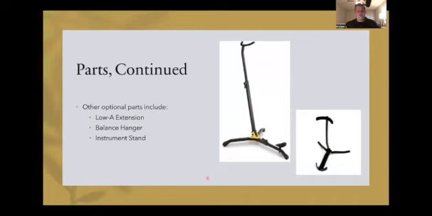Final other optional part would be a bassoon stand. These come in many different varieties. They're very helpful for rehearsals or longer gigs or keeping things out when you're practicing. Not necessary, very much desired.